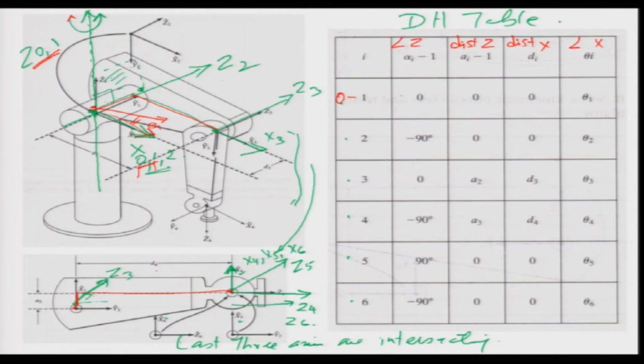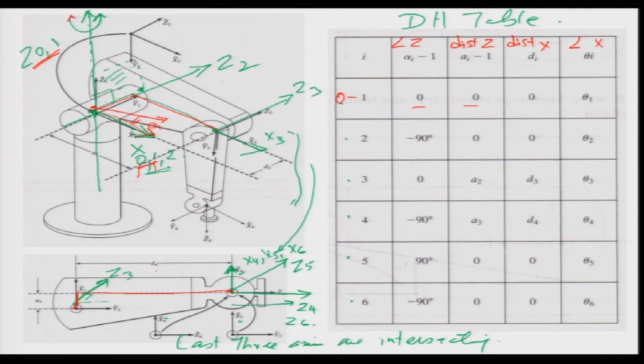what is the angle between the z's? It is the same axis, as you can see here. So, there is no distance between them, and there is no angle between them. So, essentially the angle is 0. Now, if you look at the distance between the z axes, again it is the same axis, there is no angle between them, and there is no distance between them. So, it is 0 there.